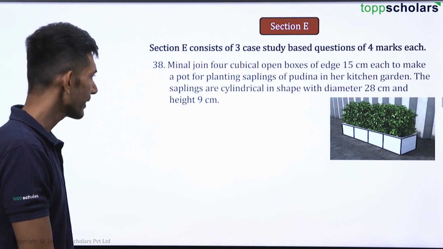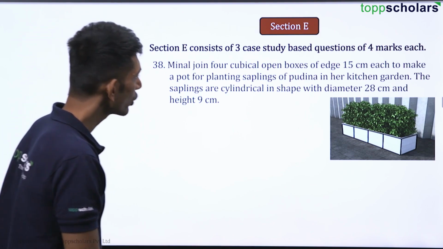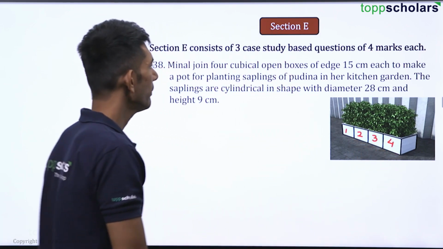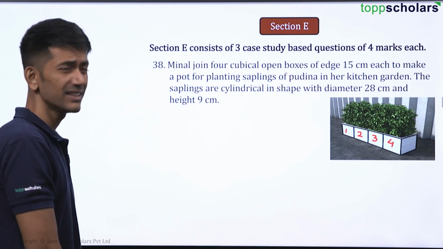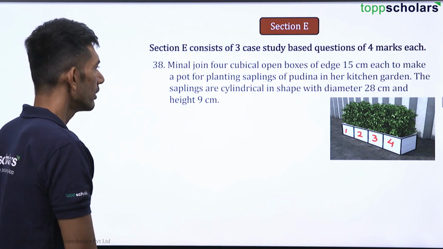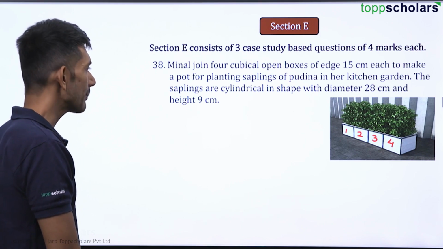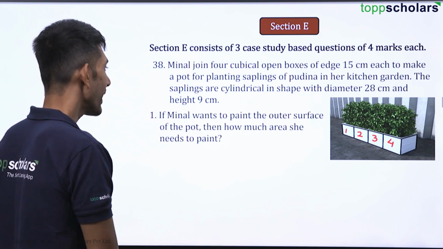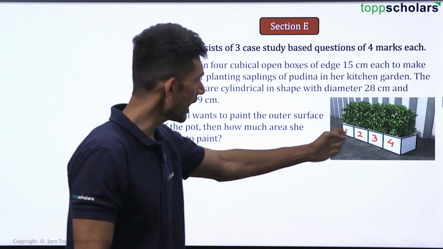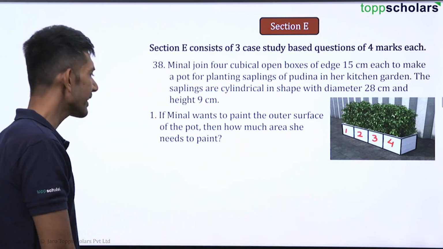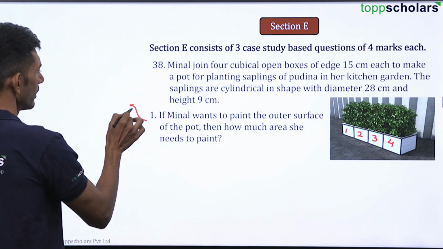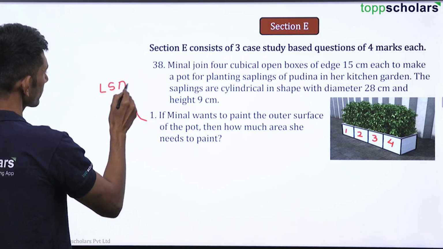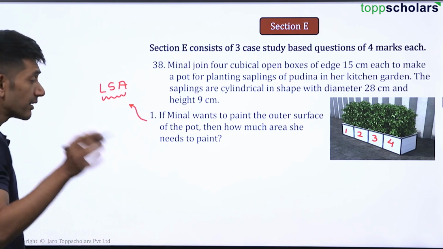What they are saying, Minal joins 4 cubical open boxes, 1, 2, 3, 4, of edges 15. These are cubes, to make a pot for planting saplings of pudina in her kitchen. The saplings are cylindrical in shape with diameter 28 cm and height 9 cm. If Minal wants to paint the outer surface of the pot, then how much area she needs to paint? Outer surface. So can I say outer surface is nothing but lateral surface here, which is also called curved surface when there is a curve.